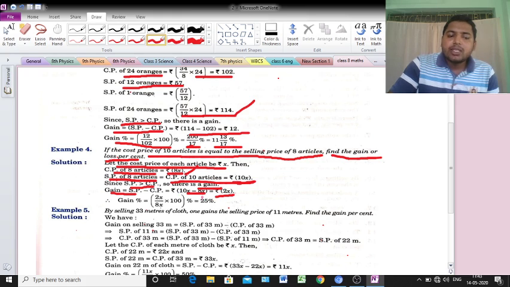Now we find out the profit percent. Profit percent equals profit by CP into 100. Profit is rupees 2x, and CP is rupees 8x. From here we get into 100. So after calculation we are getting 25%. Clear? Understood? This problem is very important.